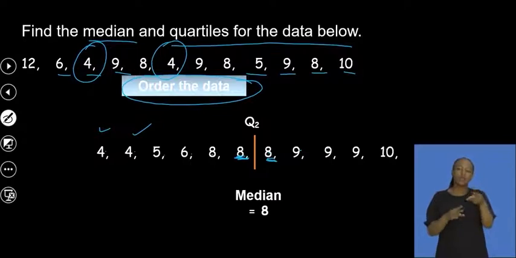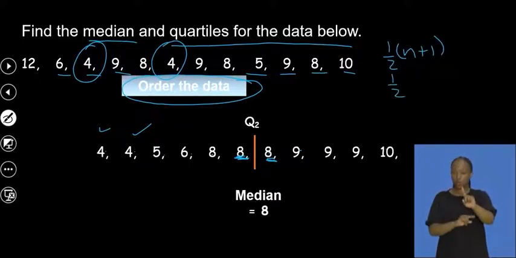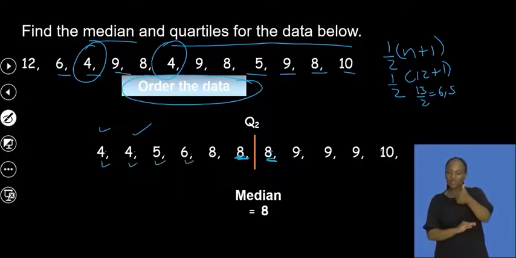Another way to find the position of the median is a half of n plus 1. What is n? The total data set. We have 1, 2, 3, 4, 5, 6, 7, 8, 9, 10, 11, 12. So it's 12 plus 1, which is 13 over 2, which is 6.5. Position 6.5 is the median. 1, 2, 3, 4, 5, 6. 6.5 is there. How do we find that? 8 plus 8 divided by 2, we get 8.